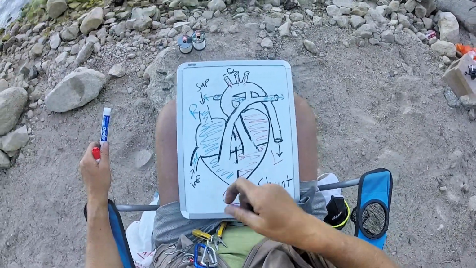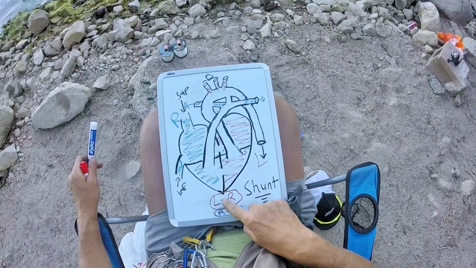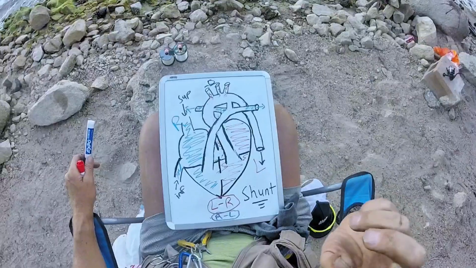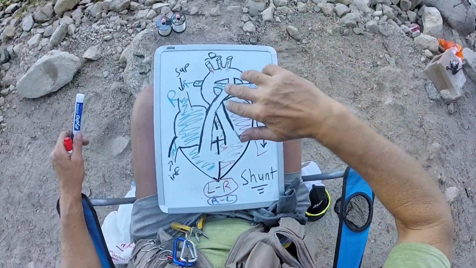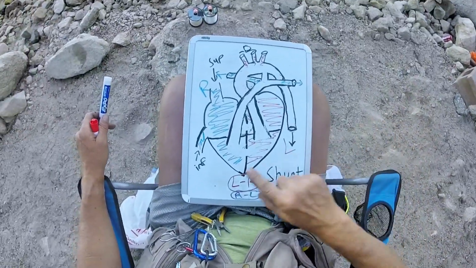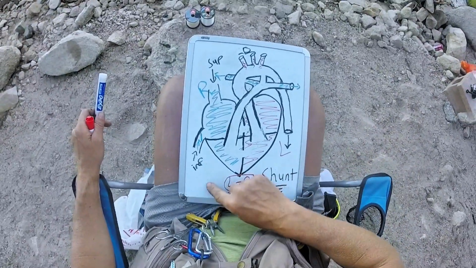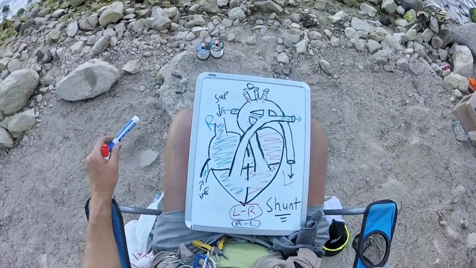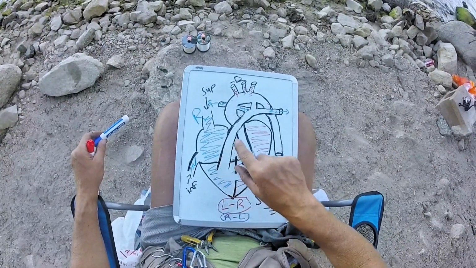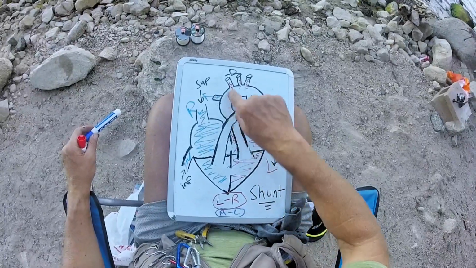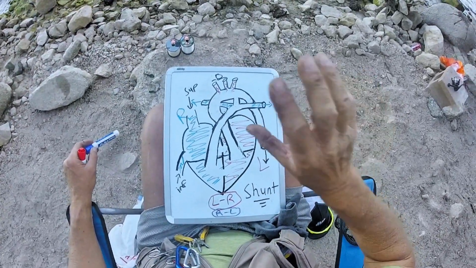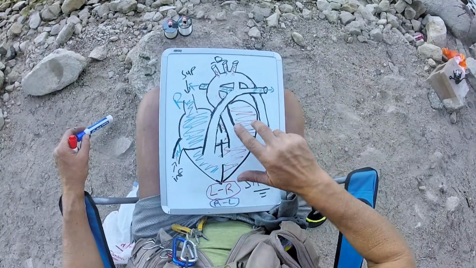Okay, and so we were having a discussion last time about left to right versus right to left shunts. The key point being left to right shunts, blood going from the left side to the right side, results in oxygenated blood going back to the lungs, but not deoxygenated blood going out to the body. Not efficient, but what we're worried about is when we have deoxygenated blood going from the right side to the left side and then out through the aorta and out to the body.